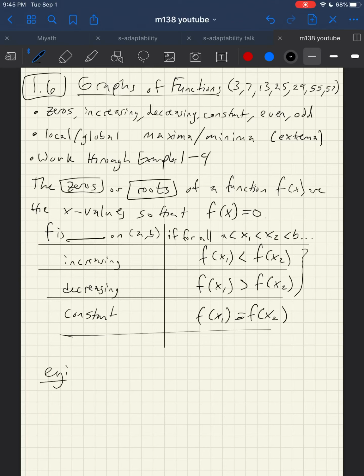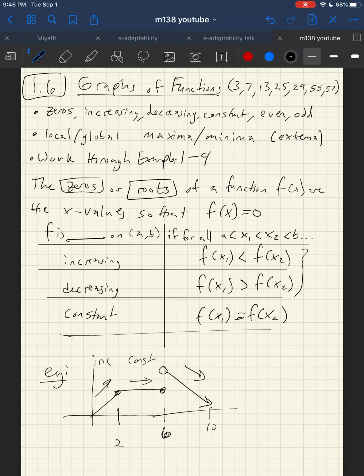So let's just look at a function really quick. Let's say this is 2, this is 6. My function, let's just suppose it goes up like this, goes over here, and then it goes down. Well, on the interval between 0 and 2, it's increasing, so we do like a little up arrow. On the interval between 2 and 6, it's constant, and on the interval between 6 and, I guess 10, it is decreasing. So increasing, constant, decreasing. Okay, so that's just to give you an idea.